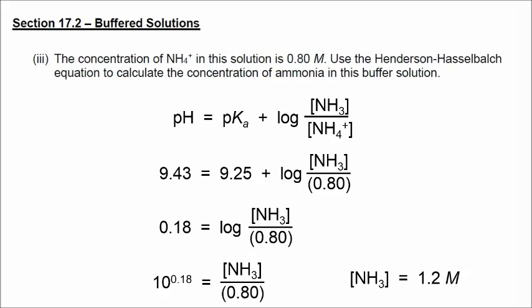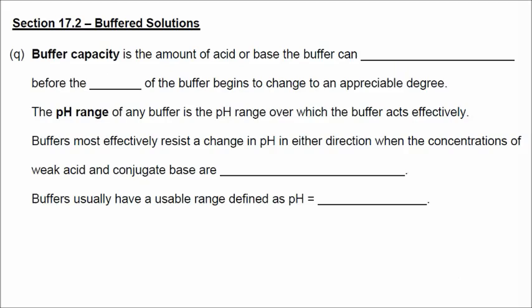Now we're going to talk about two properties of a buffer: capacity and pH range. The buffer capacity is the amount of acid or base the buffer can neutralize before the pH of the buffer begins to change to an appreciable degree. In general, you want a higher buffer capacity, which you get by simply having a higher concentration of your buffer components. The pH range is going to be the range over which the buffer acts effectively.